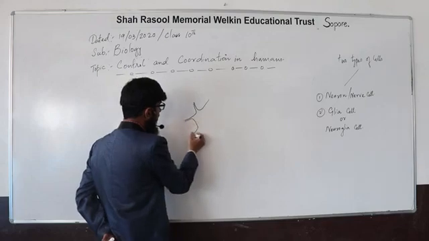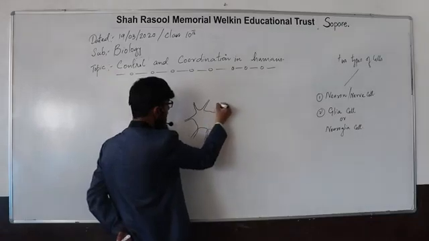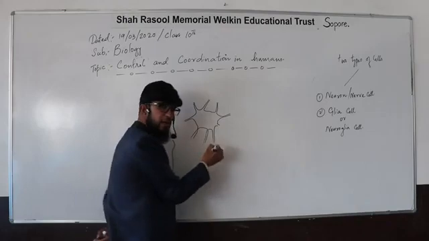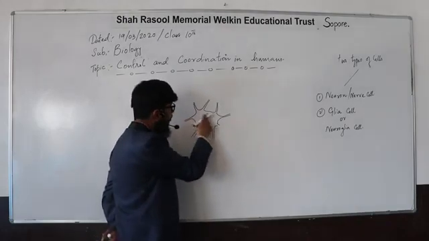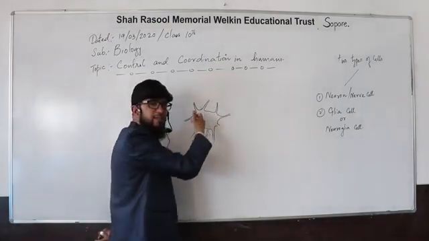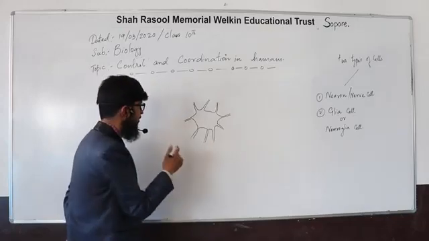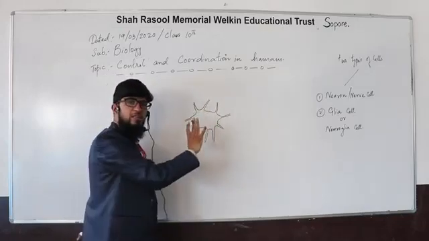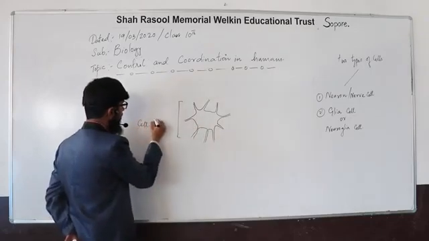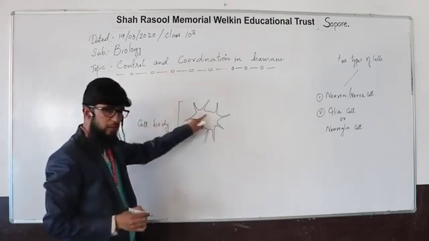Let me draw the body of the neuron. This is also called the cyton. And from the cyton, from the body of the neuron, there arise many extensions. Let me talk about these extensions and the cyton first. This cyton is also called the cell body. So this is the cell body, what we call the cyton, the main part of the cell.